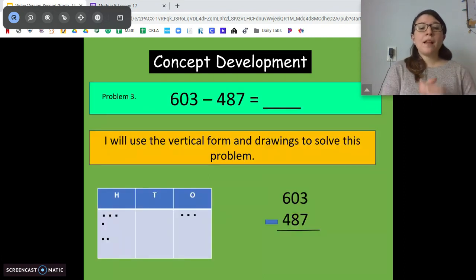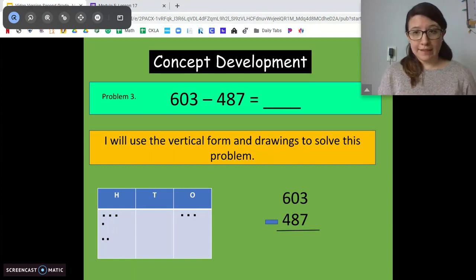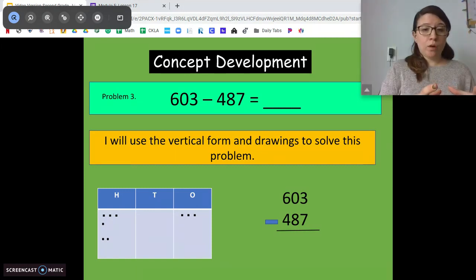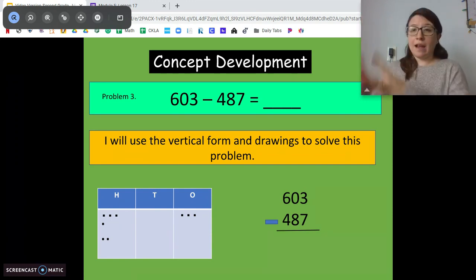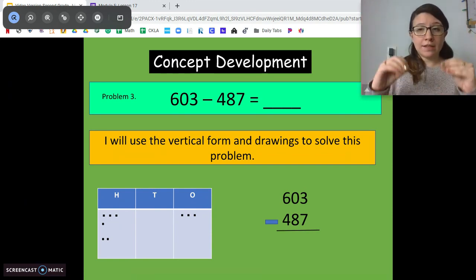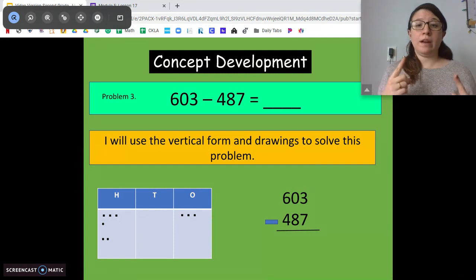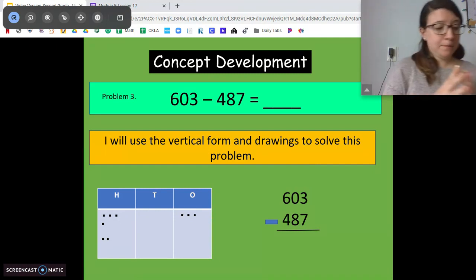All right, this one I want you to try on your own. 603 minus 487. Set up your place value chart, set up your vertical form, pause and solve, and then come back and we're going to go over it together. Okay?